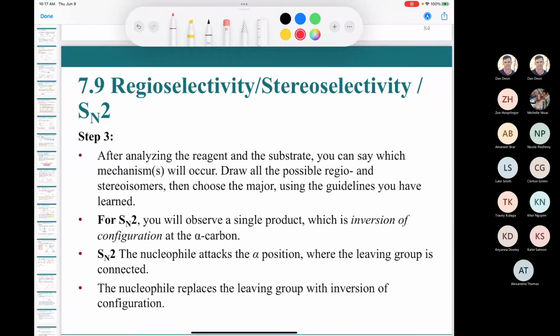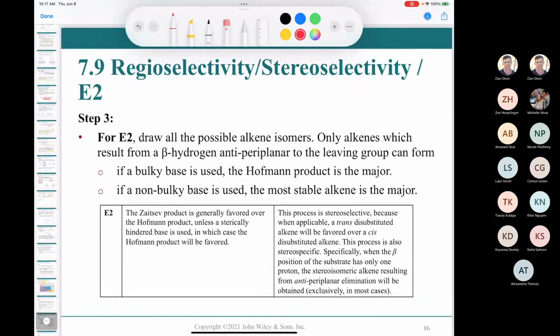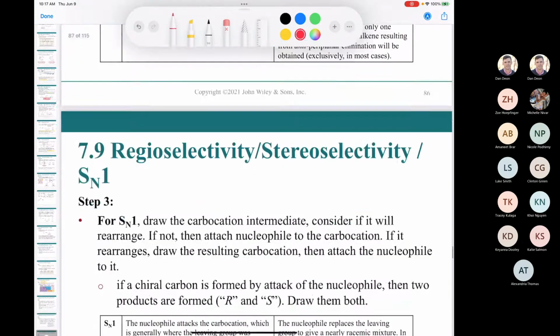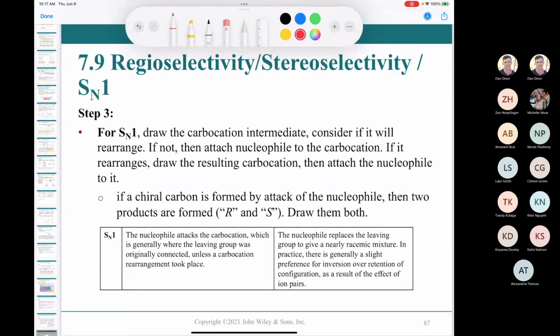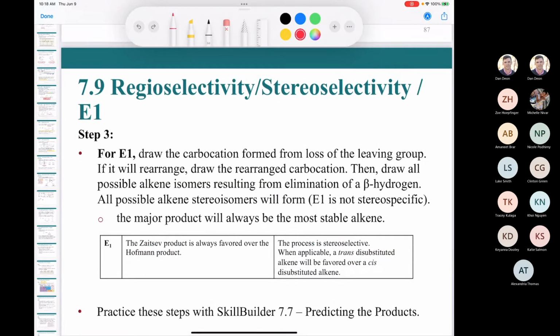So we analyze the reagent and decide what the product is going to look like. What's our regioisomer, our stereoisomers, et cetera. For SN2, you only get inversion of configuration, so that one's pretty quick. For E2, you draw all the possible isomers. Do you get Zaitsev? Do you get Hofmann? For an SN1 reaction, I would always start by drawing the carbocation and consider if it's going to undergo a rearrangement. You're going to get some retention, some inversion of configuration. There's a slight preference for inversion over retention. And then for the E1 reaction, you've got to consider the Zaitsev, the Hofmann, and then stereochemistry, the trans and cis, or the E and the Z, when that is pertinent.